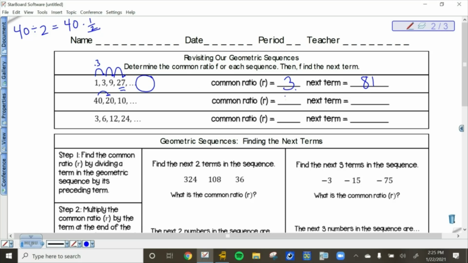So my common ratio is going to be 1 over 2, 1/2. And then what would my next term be? If I divide 10 by 2, or if I multiply 10 by 1/2, what's my next term going to be? 5. All right, and then this one, what was I multiplying by here? By 2. So my common ratio is 2. And what's my next term? 48.